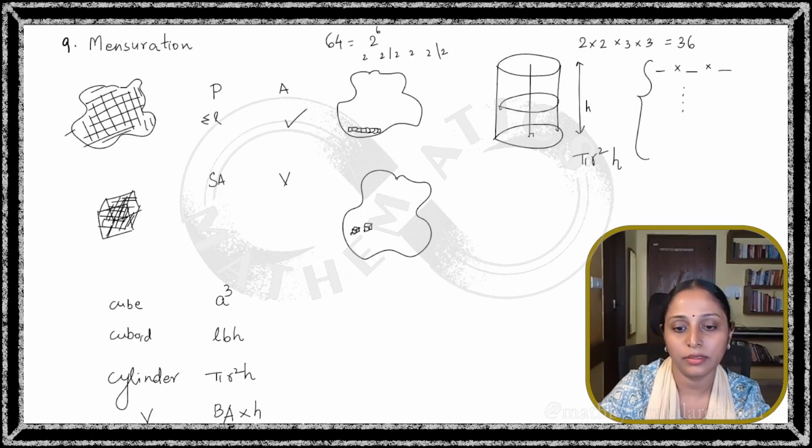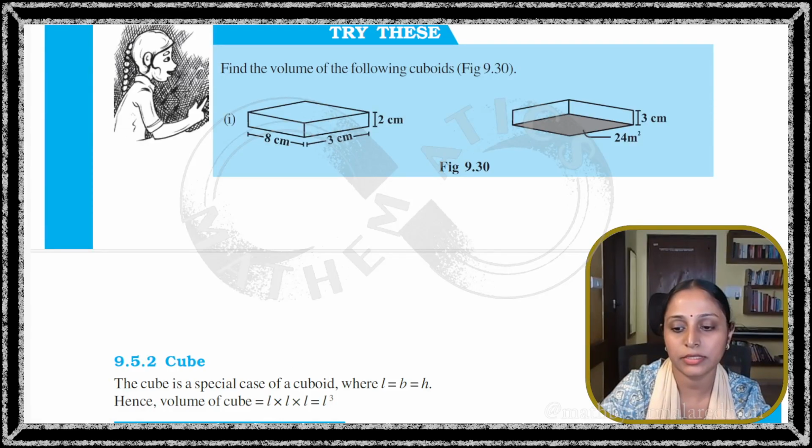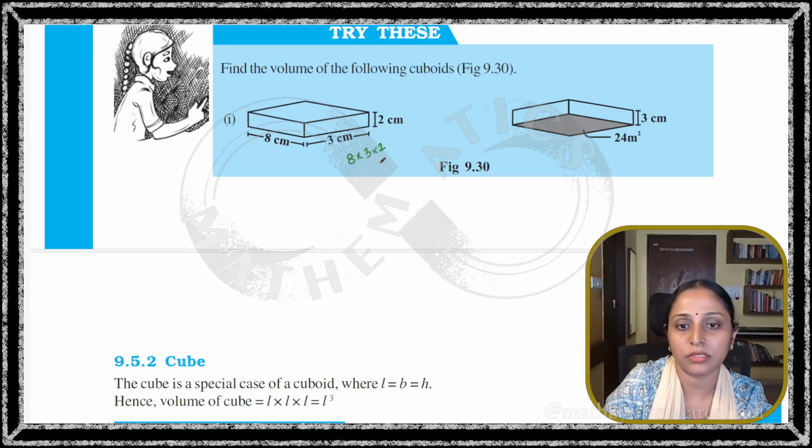Next question is, find the volume of the following cuboids. Now this is length into breadth into height. So 8 into 3 into 2, which is nothing but 48 cubic centimeters, or you can write it as centimeter cube also, right?